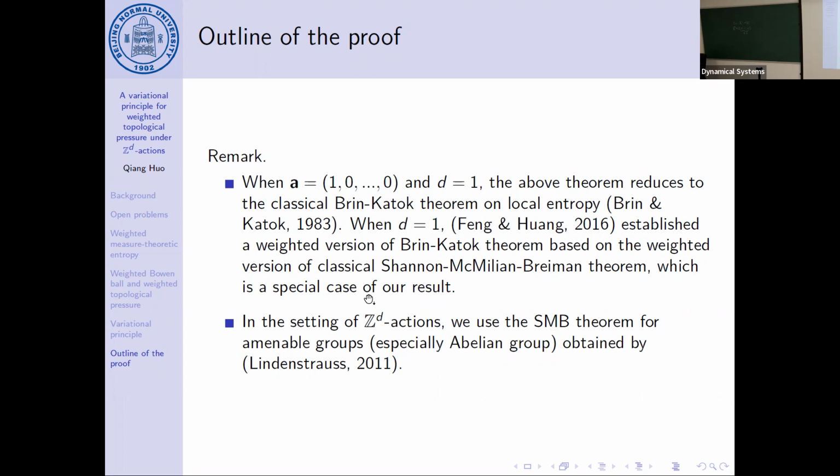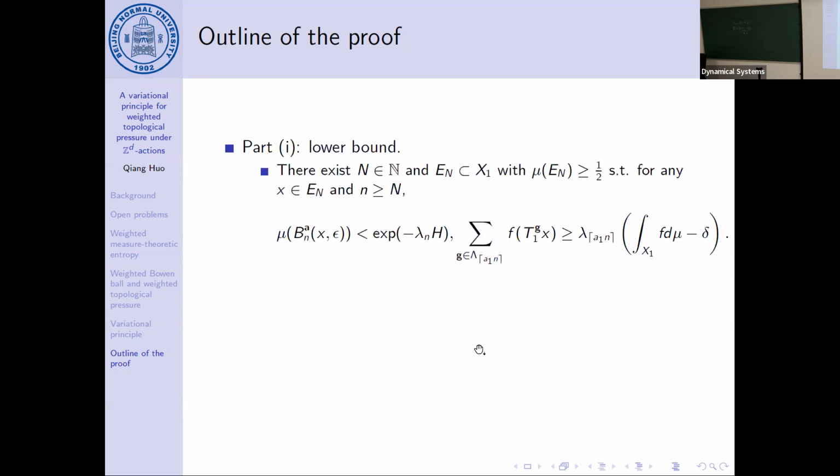Yeah, in this case, we will consider the proof is more complicated. And since we consider the abelian group actions, we will use the Shannon-McMillan-Breiman theorem for the amenable groups alternative. Actually, Lindenstrauss considered the very general cases for amenable groups, but we will only use the conclusions for abelian groups. So let's continue with the lower bounds.